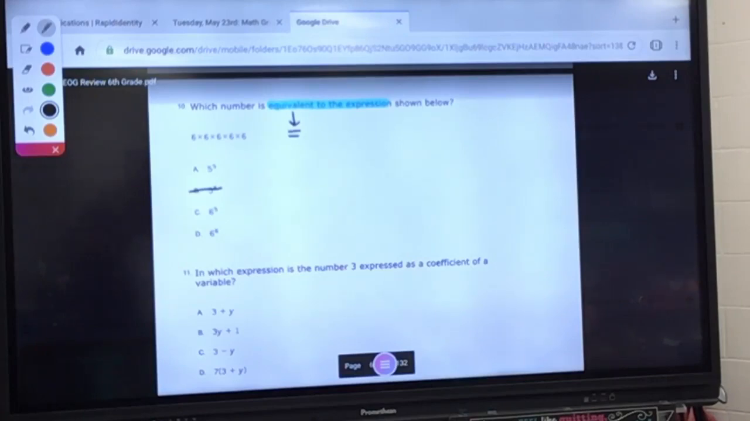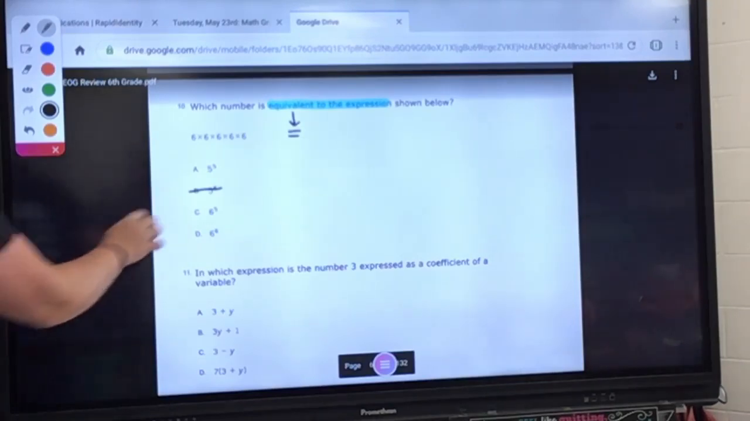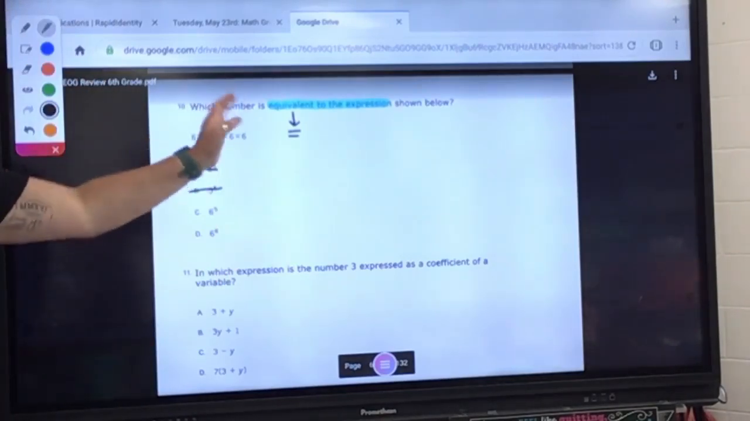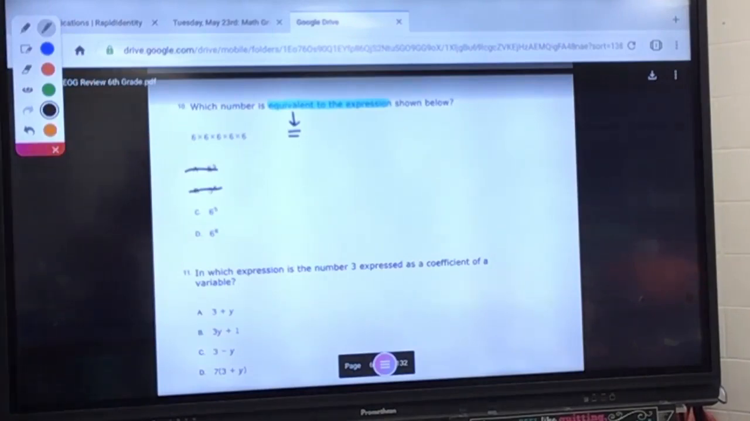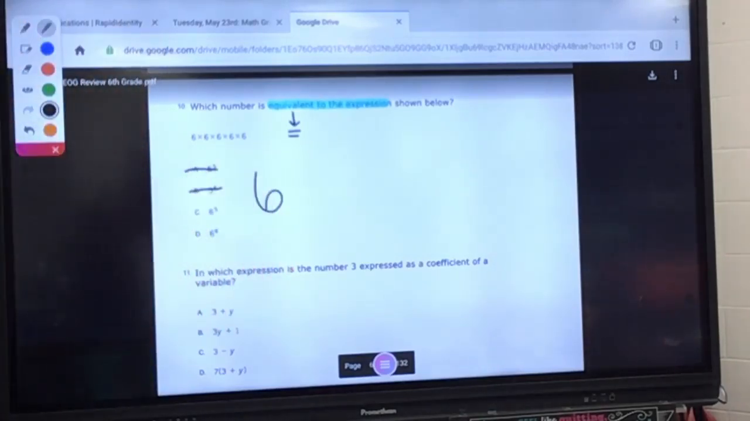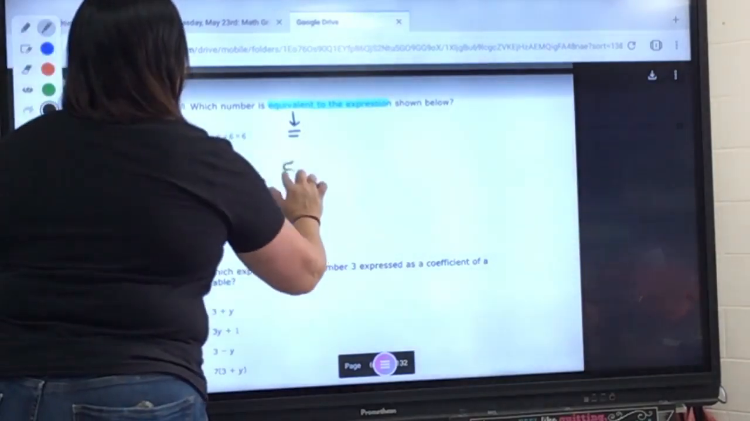What's our root number? Like, what's the big number? 6. So that's definitely why we can get rid of B. So what other one can we get rid of based off of knowing what our big number is? Noah? A. Because both of those have a root number being 5. Now, how many 6s are we multiplying here? 5. So my root, my big number, is 6. And if I'm multiplying 6 times 6 times 6 times 6 times 6, I'm multiplying it to the 5th power.